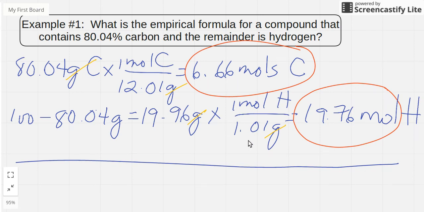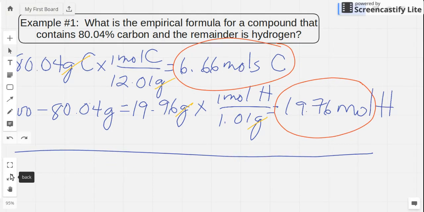Then for hydrogen, we divide by the molar mass of hydrogen, which, rounded to 2 decimal places, is 1.01 gram. Therefore, your answer is going to be 19.76 moles of hydrogen. For convenience, we will just express the final answer up to 2 decimal places. So that's why there are 2 decimal places for both moles carbon and moles hydrogen. Now let's go to the next step.